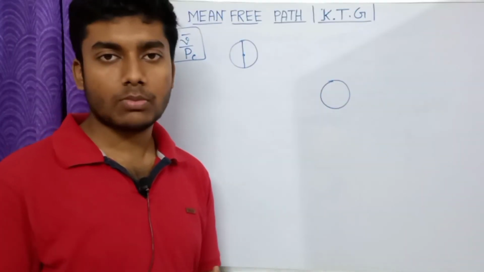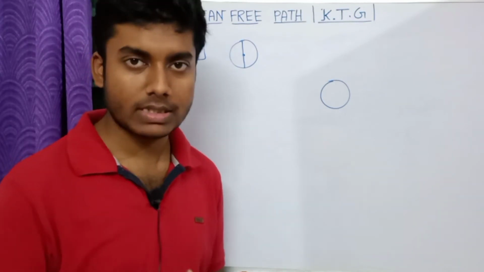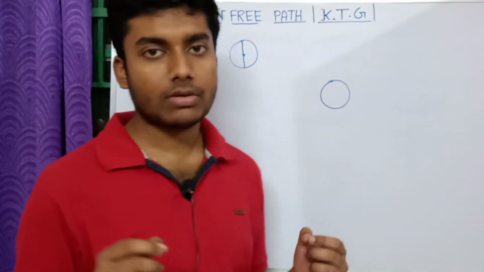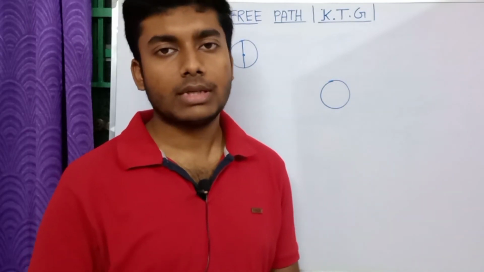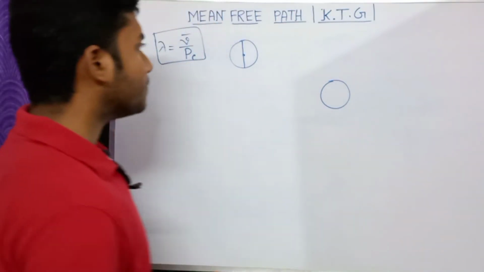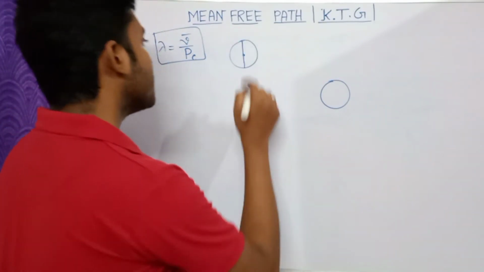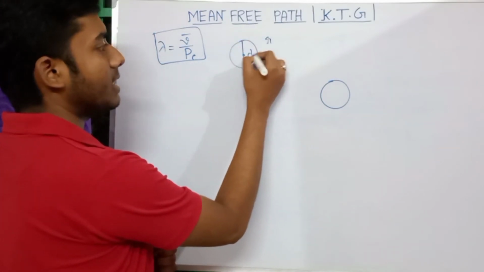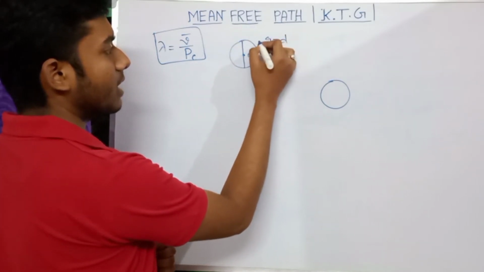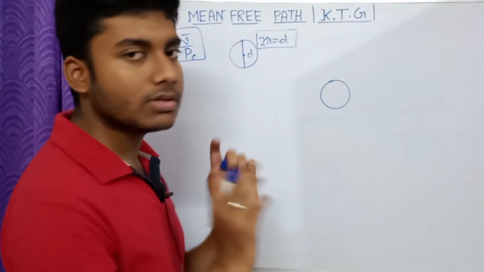Now all the gas molecules are rigid spheres. We all know this concept from the assumptions of the kinetic theory of gases. Now suppose the radius of our gas molecule is r, and the diameter is d. So d is 2r. Remember this, d is 2r.